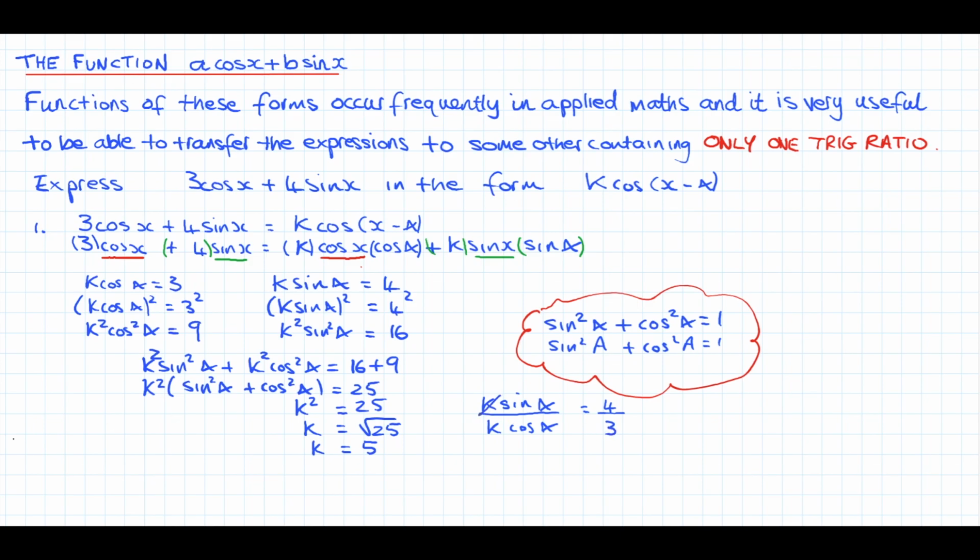Now the k cancels, and we've got sin alpha over cos alpha, which is equal to tan alpha. Again, that's something we know from Nat 5, and something we've used this year: sin A over cos A is equal to tan A. So we can write that as tan alpha is equal to 4 over 3.